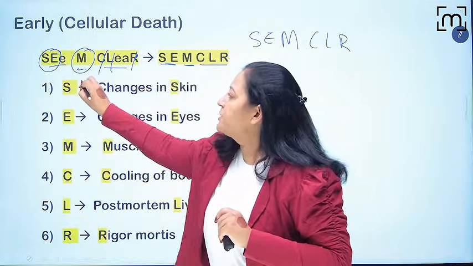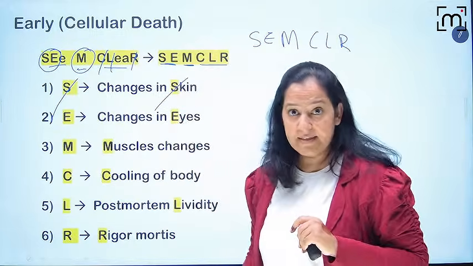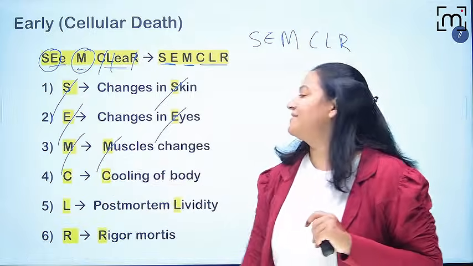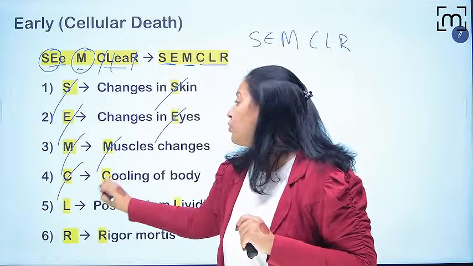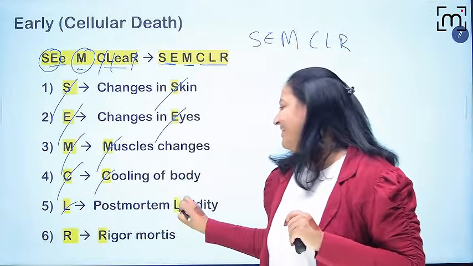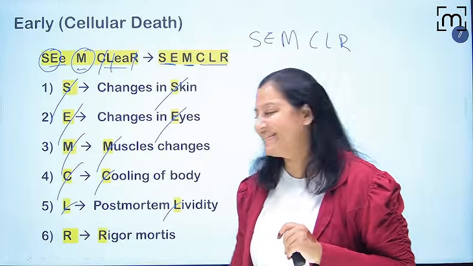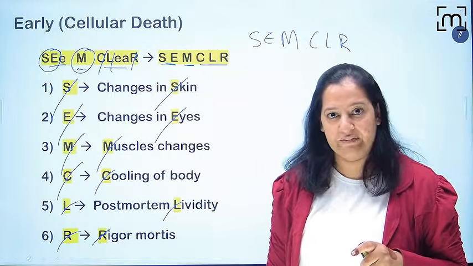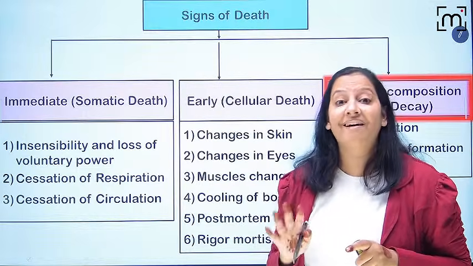See me clear. So S stands for skin, changes in the skin. E stands for eye, changes in the eye. M stands for muscle changes. C stands for cooling of the body. L for lividity, postmortem lividity, hypostasis. And R for rigor mortis. Very easily you can enumerate if you have the mnemonic with you. So these are the 6 early changes.